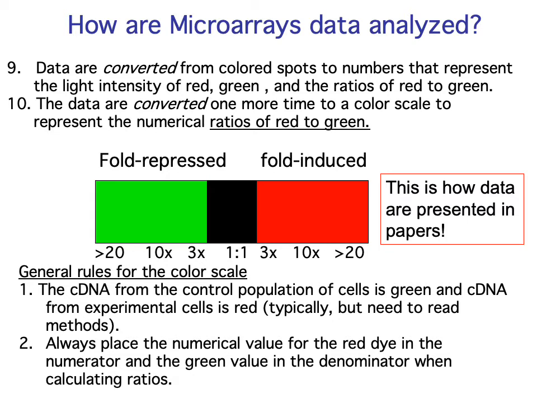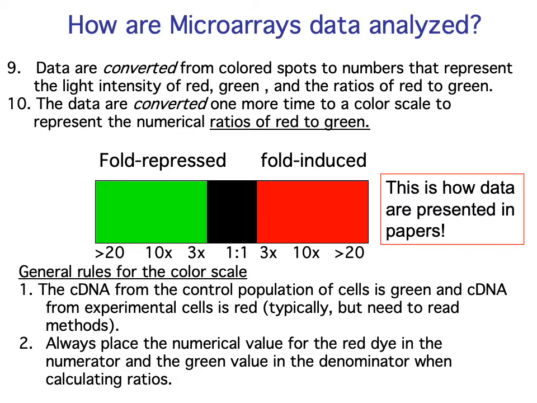Okay, so that gets us to kind of the basic analysis of the microarray experiment, but there's actually quite a bit more quantitative analysis that happens. So the data are going to be converted from colored spots, red, green, or yellow, to numbers that give the intensity. So not all reds are going to be the same, right? A gene could be at high levels in your experimental cells, so it could be a dark red, or it could be at moderate levels and be a light red color, okay? So there's lots of different intensities, of course, for these different colors.